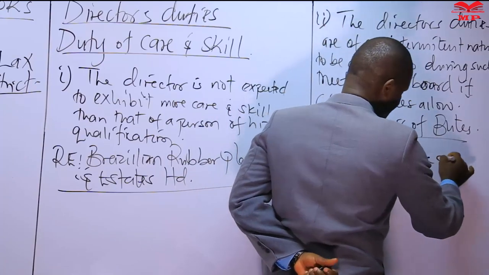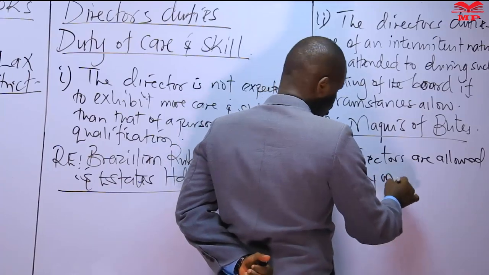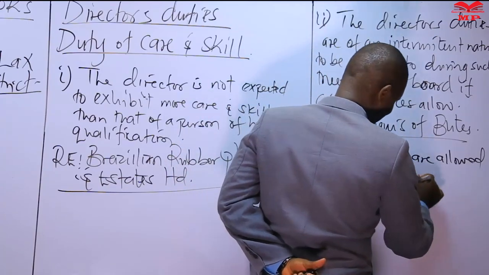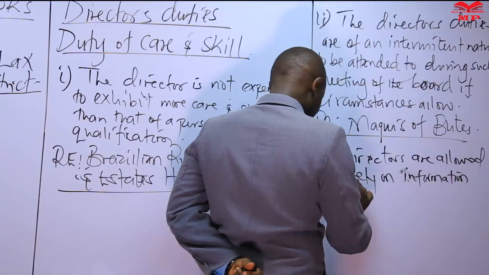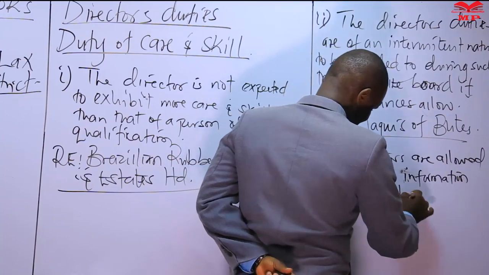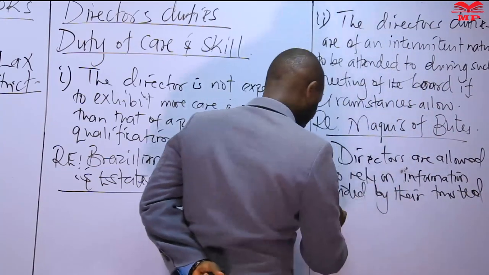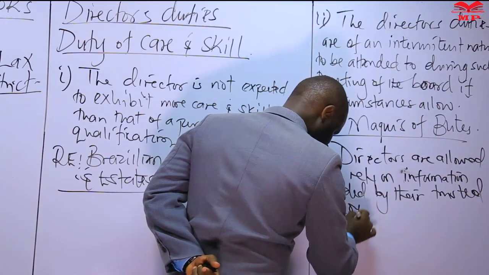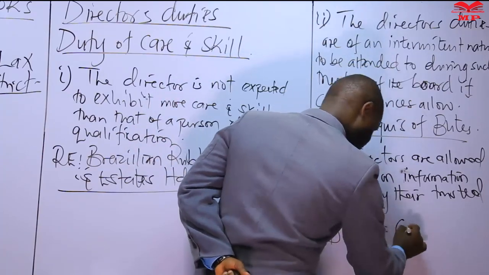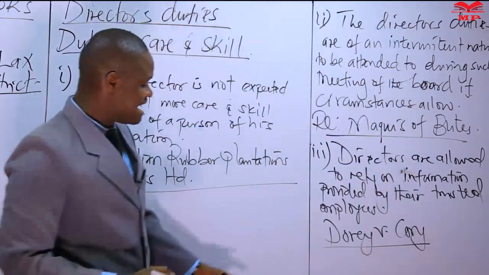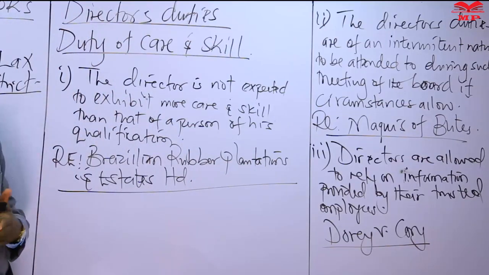The third standard in relation to this duty of care and skill is that directors are allowed to rely on information provided by their trusted servants or trusted employees. And we have Dovey versus Cory for reference, where we have a managing director who relied on misleading information that was provided by the accountant.